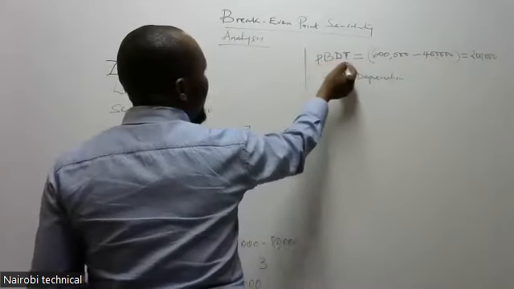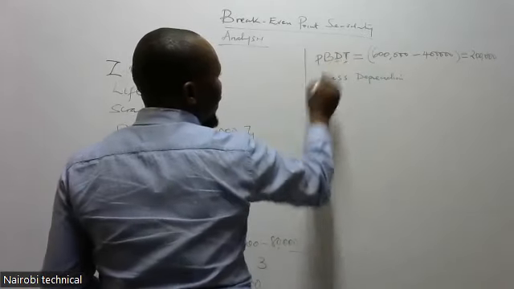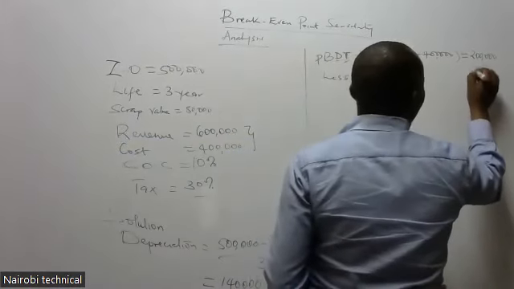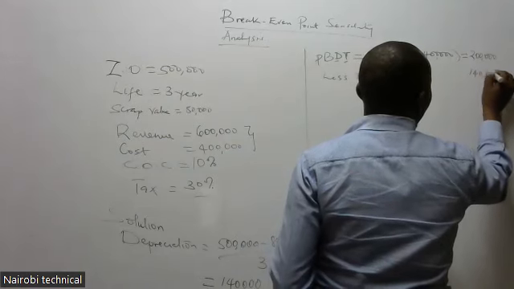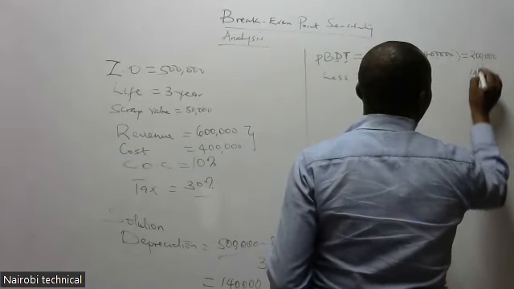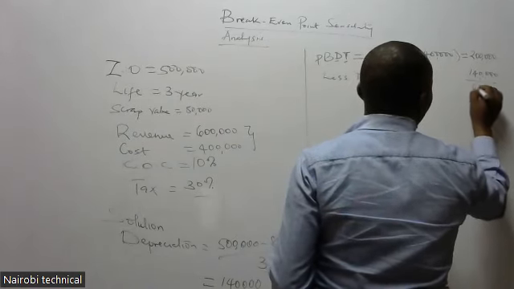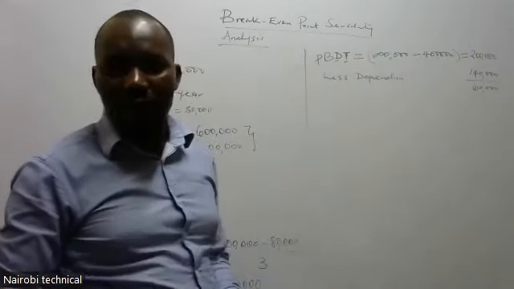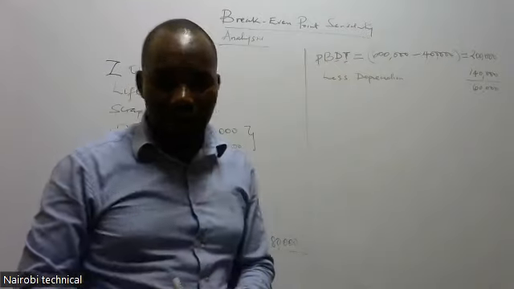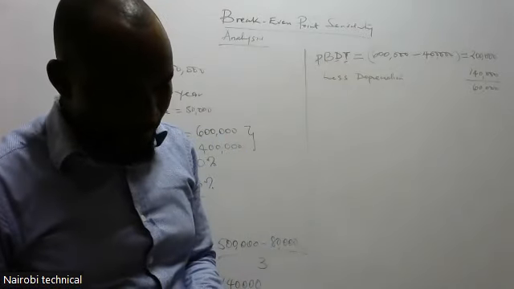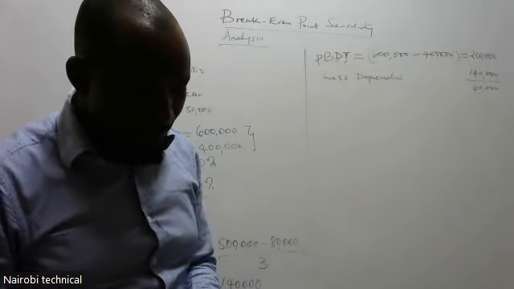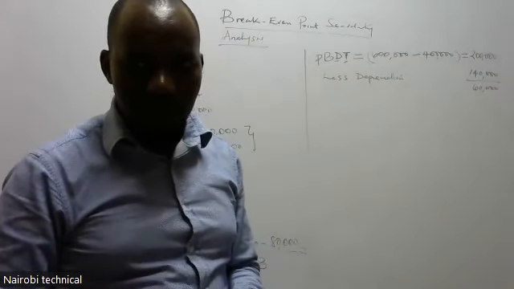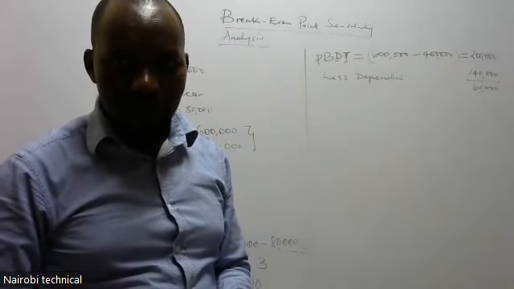So profit before depreciation and tax, you start with this, then you go to tax. Less depreciation, which is 140. You will have your, how many? 60, right? 60,000. Excuse me. Yes.